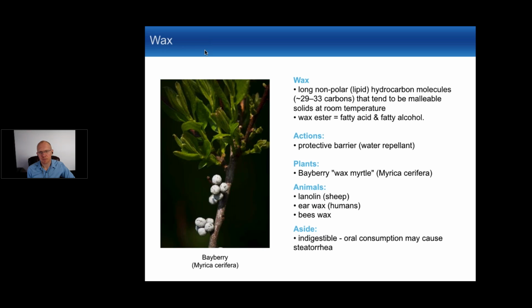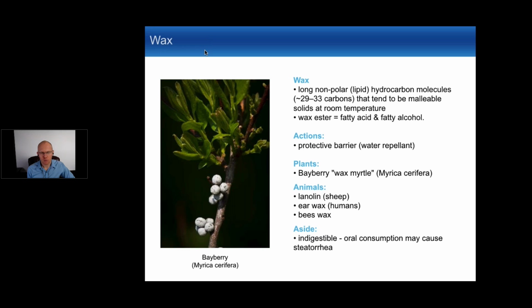Now, in addition to plants making waxes, also mammals and insects do. So sheep make lanolin. So if you look at the wool on a sheep, it has a waxy substance called lanolin that makes their nice wool sweaters that they wear also waterproof. And so that's one of the reasons why sheep make it.